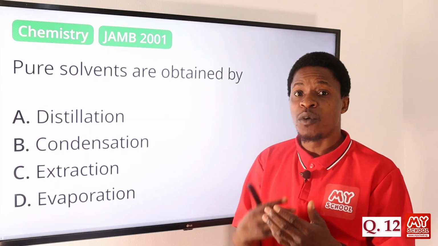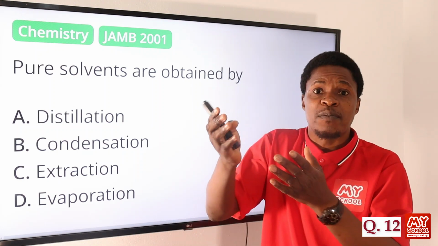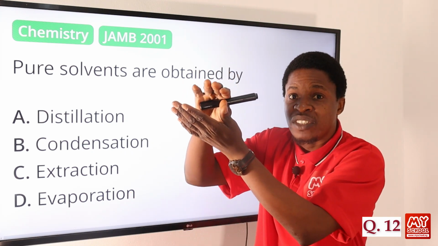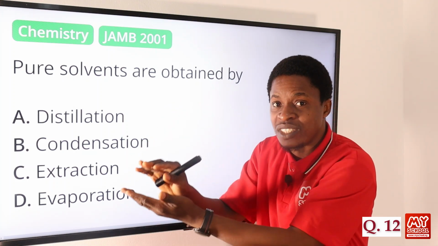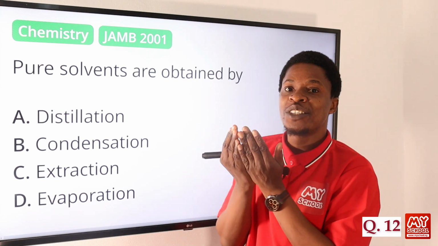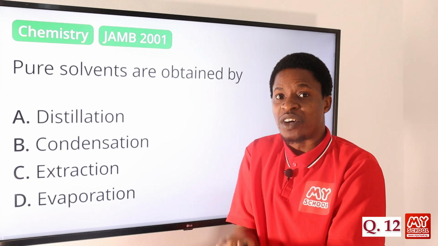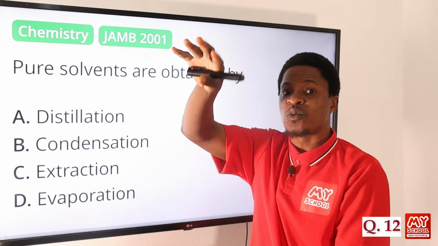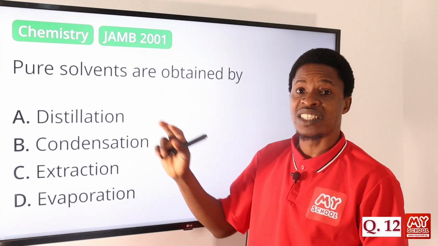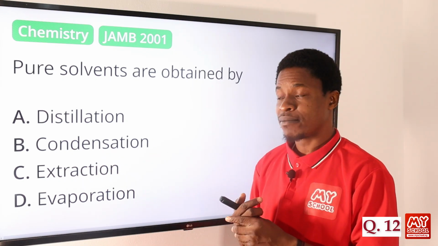Once it boils, the vapor that is supposed to escape is trapped. Once it's trapped, it cools, and as it's cooling down, it condenses. Once it condenses, you have a pure solvent. Whatever impurity is in it will be left behind. Because what is vaporizing is what is collected, condensed, cooled, and collected in a container. So this is correct. Option B, condensation alone will not make it. There has to be what?